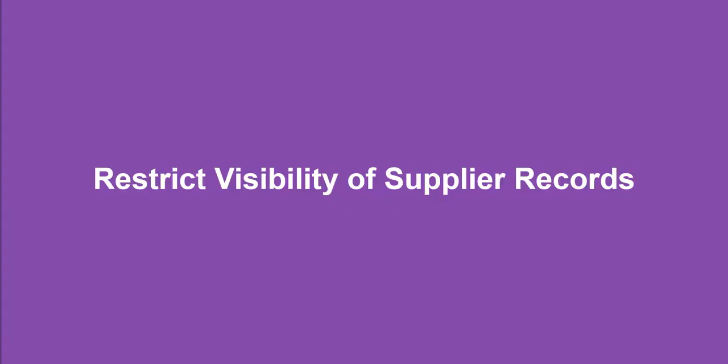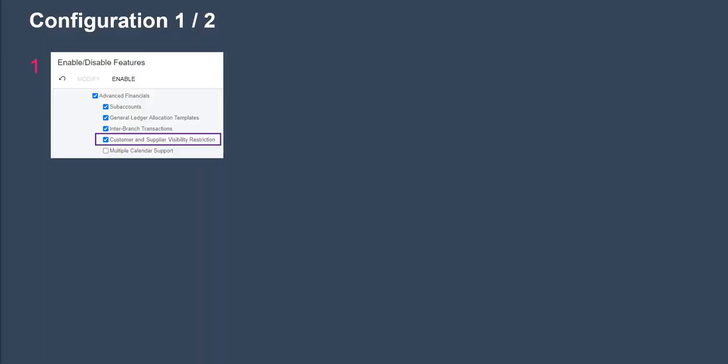From MYOB Advanced 2020.6, users could limit the usage of a customer record to a selected branch or company. Similar functionality has been implemented for suppliers in this release. The visibility of each supplier account can be associated with a branch, company, or company group to restrict visibility by access role. The configuration steps for this functionality: on the Enable Disable screen, select Customer and Supplier Visibility Restriction.